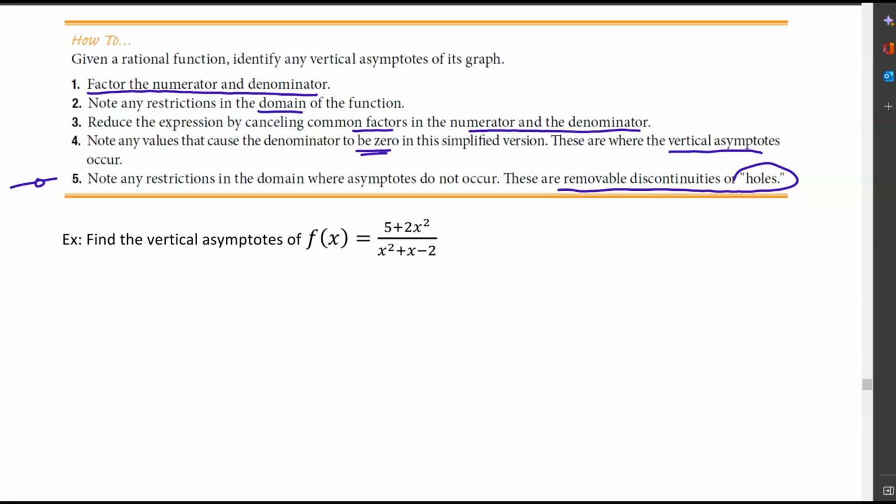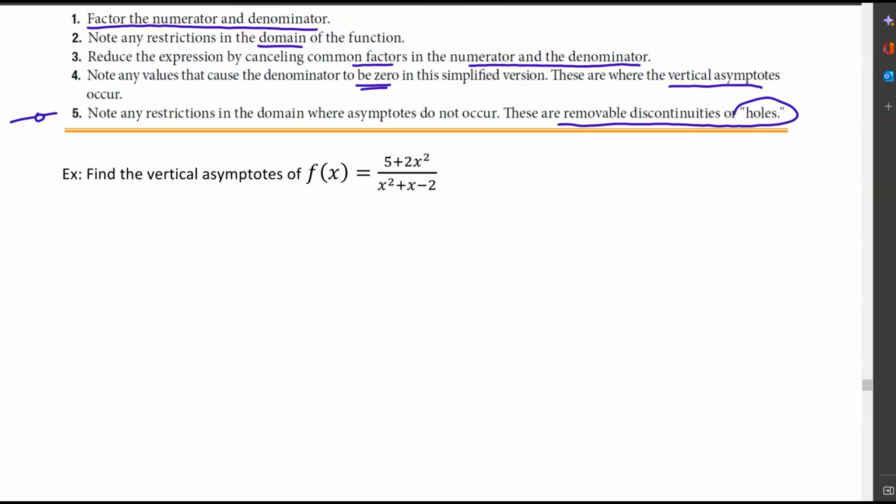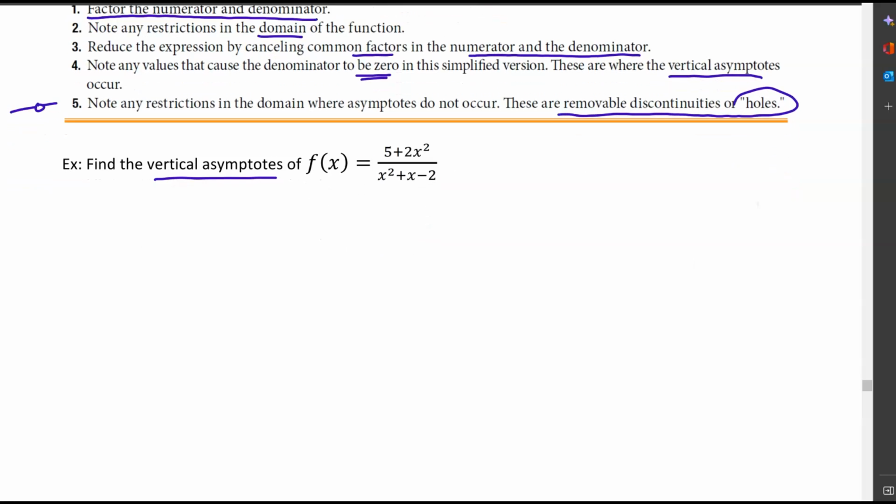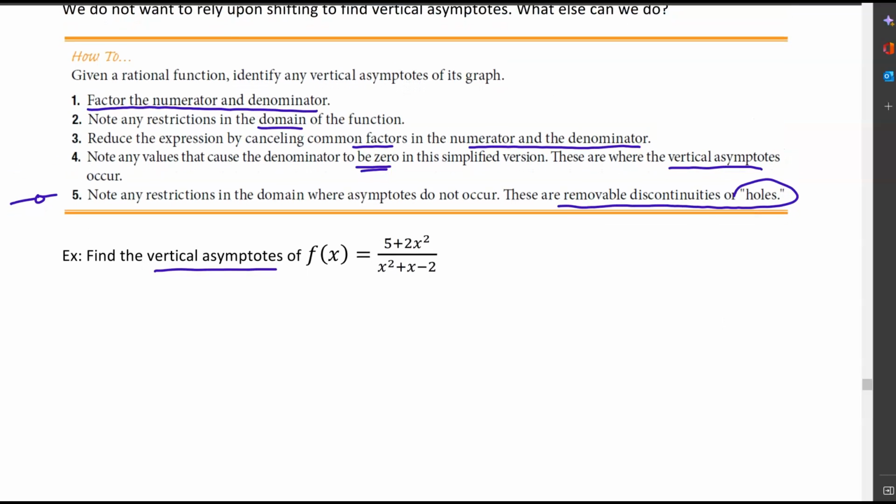All right, let's take a look at this example and find all the vertical asymptotes of this function. This one's a lot more complicated than the one that we just saw. So here we definitely want to be able to factor. I'm going to rewrite it with that 2x squared in the front. So I have x squared plus x minus 2.